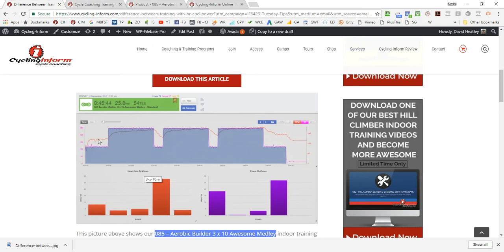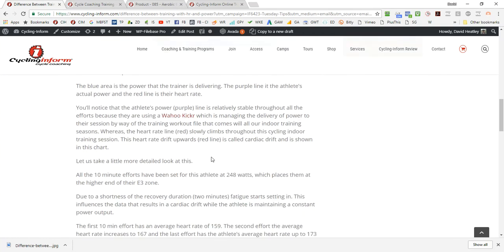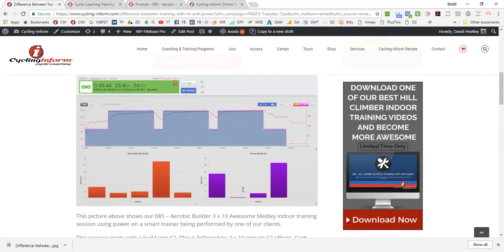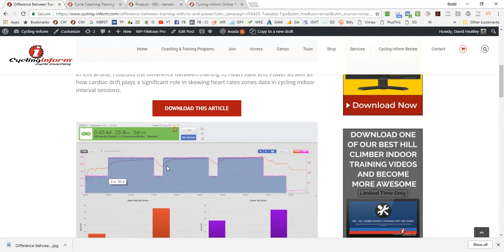But his heart rate, if we watch his heart rate, we'll see that it's actually drifting up, and it's quite interesting. It's a phenomenon that we see all the time. The average heart rate for this particular session was 159 for the first interval, then 167 for the second interval, and the last interval was 173. So you can see that his heart rate's changed quite a bit during the session.